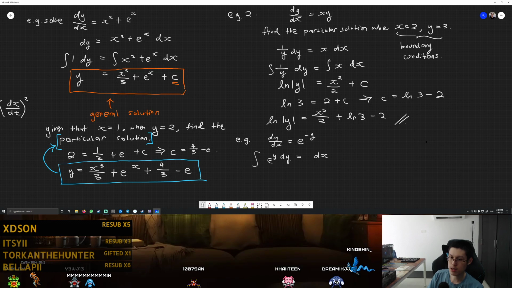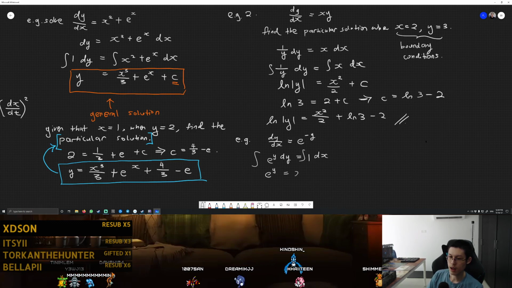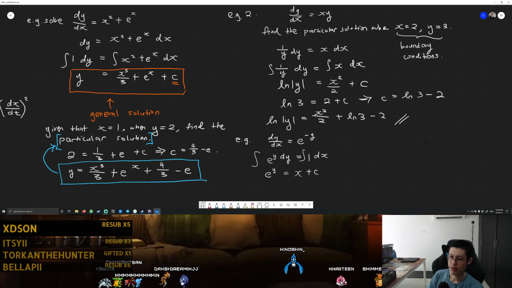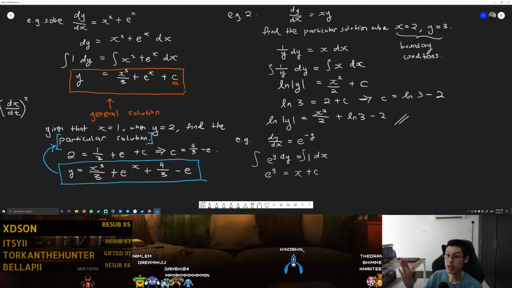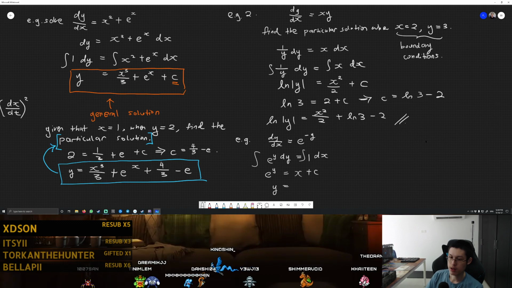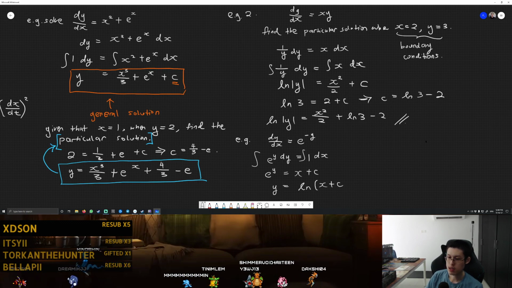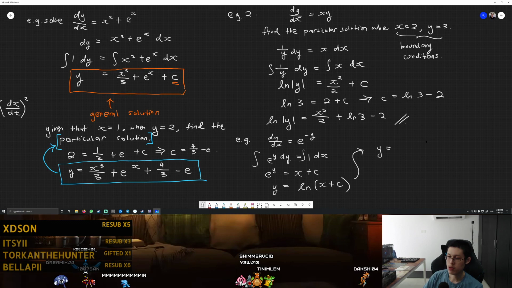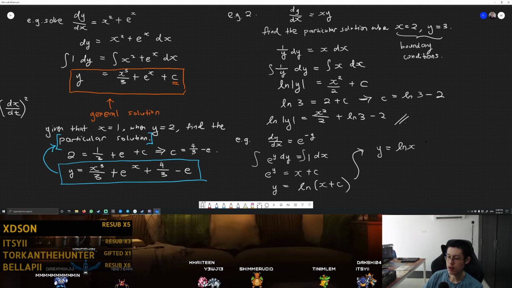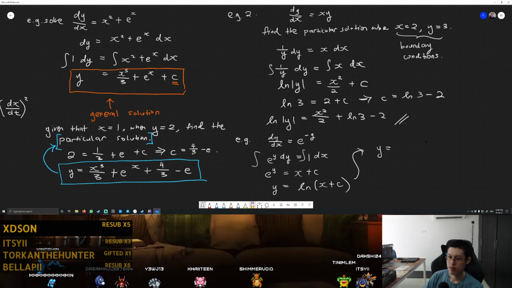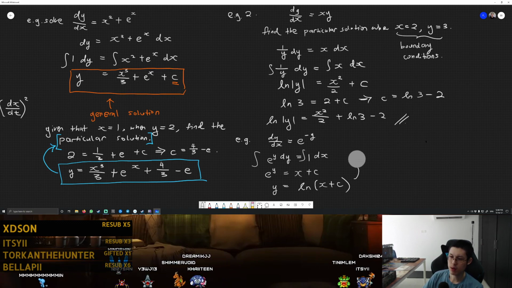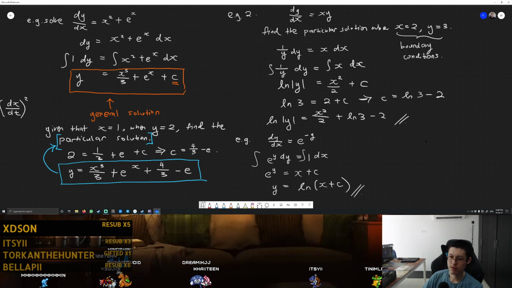And then I integrate both sides. Then this guy gives me e^y. This guy gives me x plus c. Okay? And then usually what you want to do is make y the subject. So what you want to do here is ln both sides. So you get y here. This guy will be ln, and there's no modulus, sorry, ln of x plus c. Oh yeah, you just leave it like this. You just leave it as ln(x plus c). Yep, that's good enough. So there you go. Done.